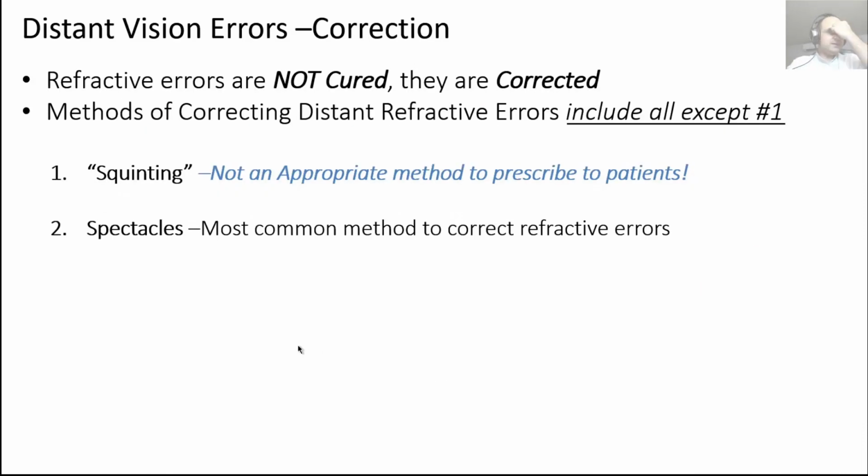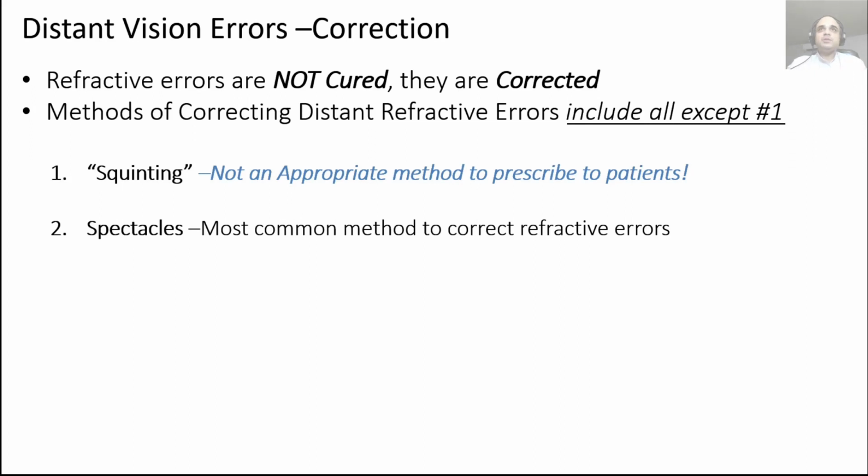So distant refractive errors, just like presbyopic errors, can be corrected, they can't be cured. And all of the methods that I'm going to list are valid except for number one. Just like increasing the distance of the near object in presbyopia is not a method of correcting presbyopia, squinting is not an appropriate method of correcting distant refractive errors. It is not a specific method to correct ametropia. I put it down here because patients tend to do it themselves. This is not a dispensing method. It is not a prescribing method. It is just put up here to complete the discussion of distant refractive errors.